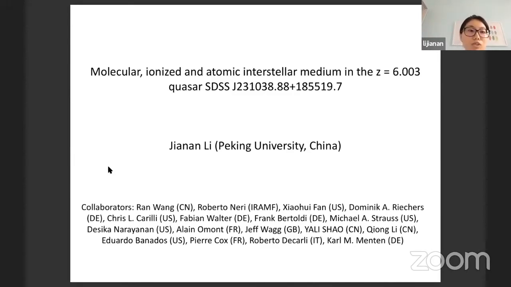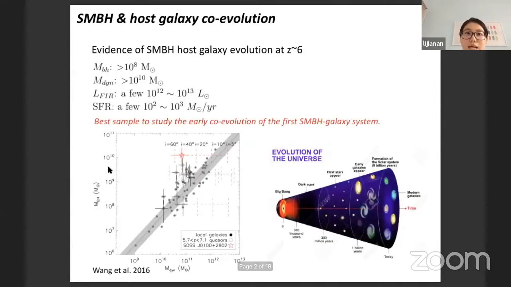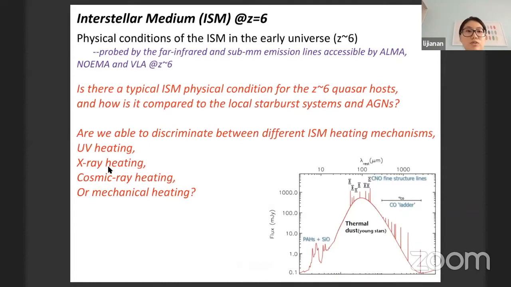Today I'll talk about the molecular, ionized, and atomic interstellar medium in a particular redshift 6 quasar, the SDSS J2310. We already know that observations of the quasars at the highest redshift are essential for our understanding of the coevolution between the supermassive black holes and the host galaxies, especially the observations of the interstellar medium at redshift 6, because the interstellar medium is directly exposed to the radiation field of both the UV photons from star formation and the radiation field produced by the very luminous quasars. So studying the physical conditions of this interstellar medium will also help our understanding of the coevolution.